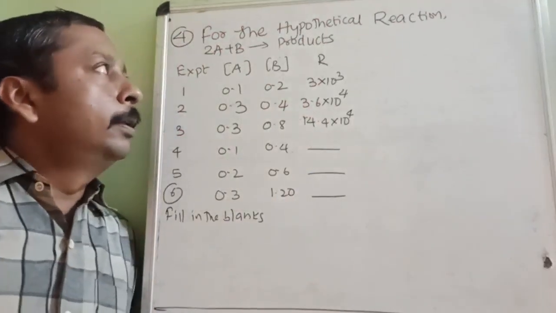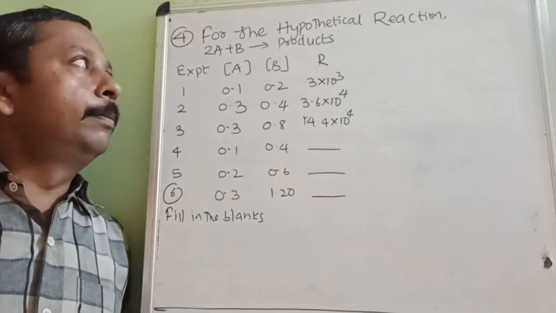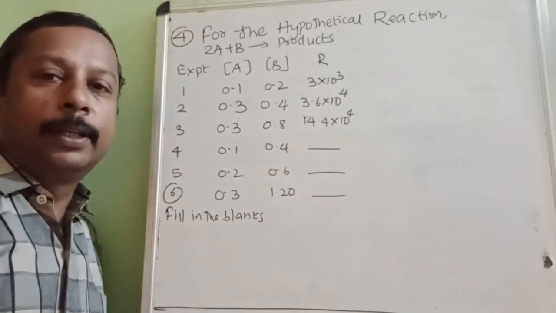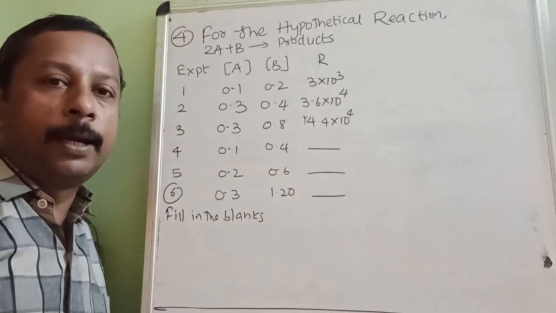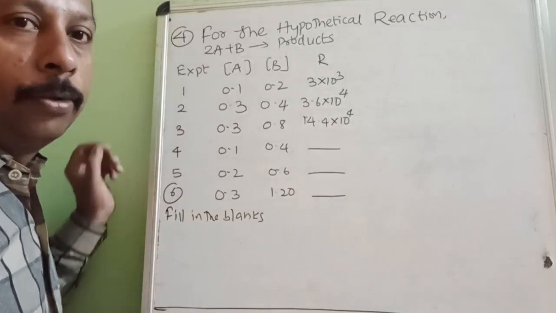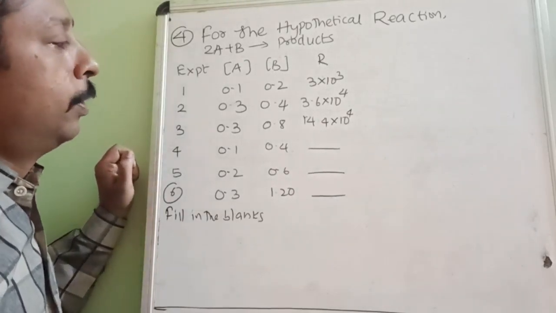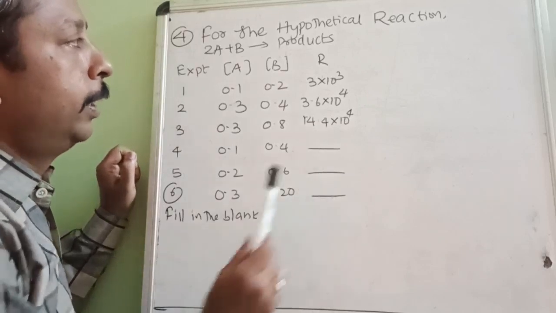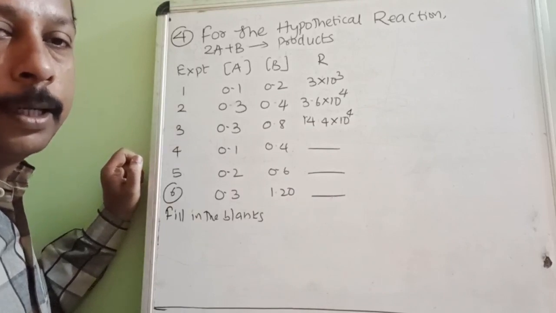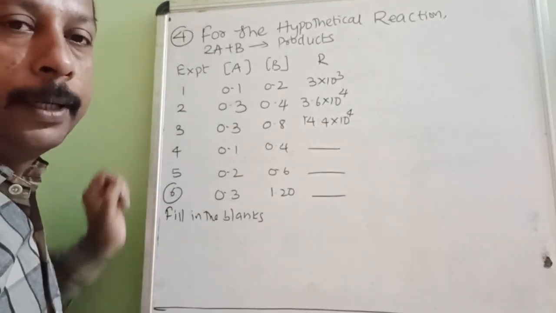Okay, here is another question: for the hypothetical reaction 2A plus B gives products. In this question, everything is almost added up. Keep on adding in every question, so your toughness will slowly increase. What is new here? You have to find out the rate of reaction by observing the experimental results in the first 3 reactions. Can you plan it and solve it?